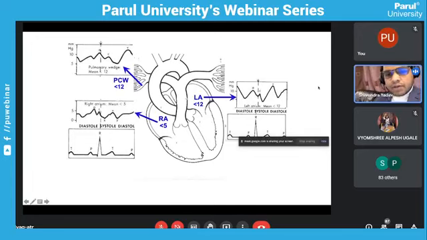How will you differentiate? The only way is to see if your A peak is a little bit less than the V peak. If the A peak is a little bit higher than the V peak, it is the left atrium. Now there are conditions like tricuspid regurgitation or mitral regurgitation, where your venous filling is accompanied with the blood coming back from the tricuspid valve or back from the mitral valve, and hence your V peak will increase.